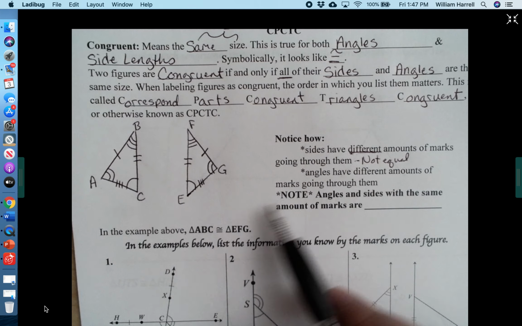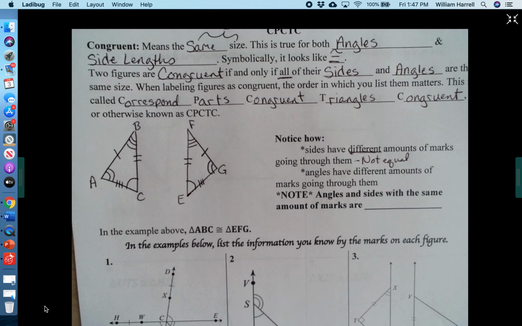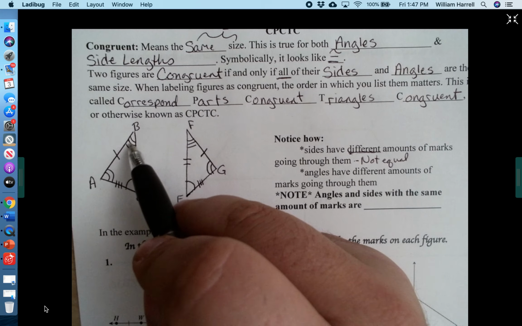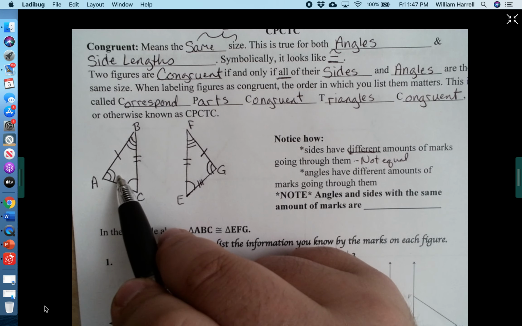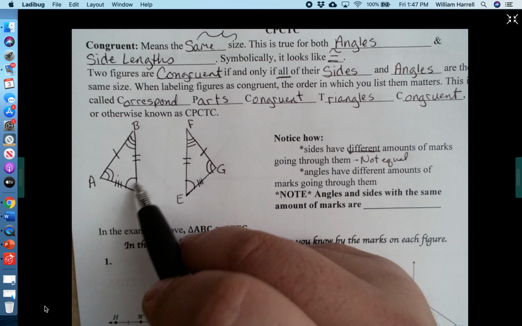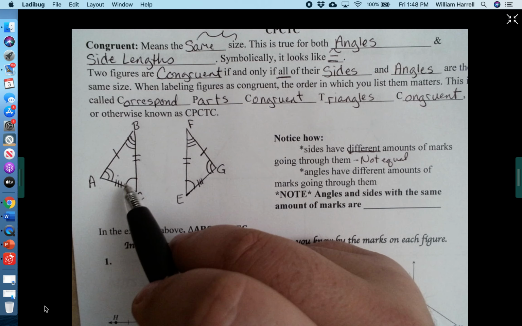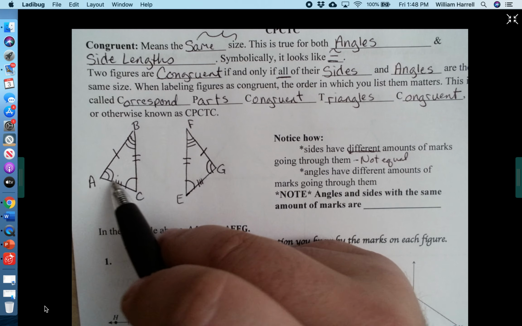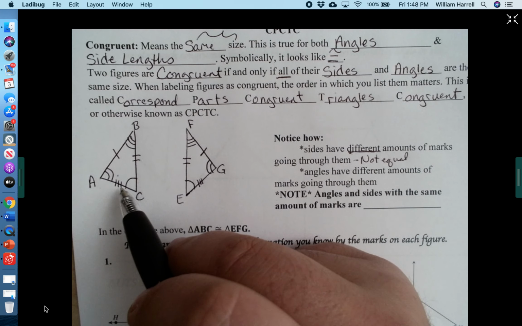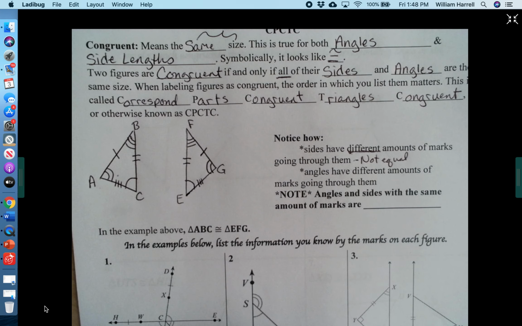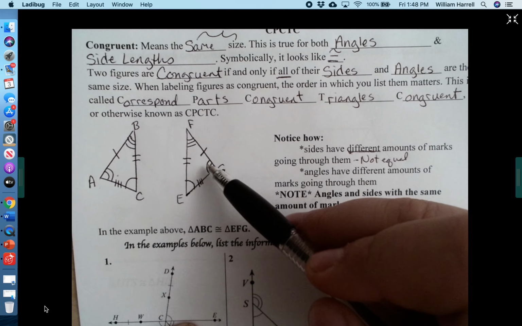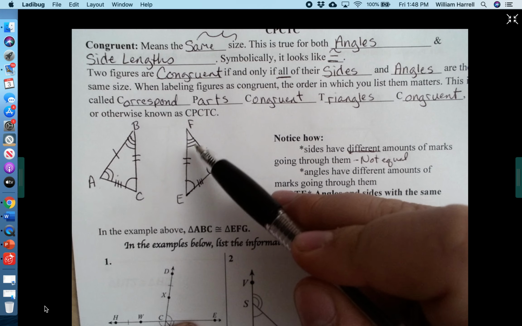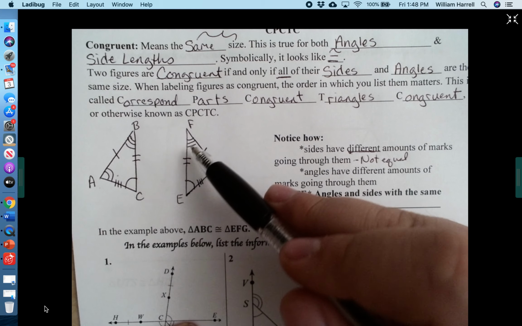Alright. Angles have different amounts of marks going through them. Okay, same deal. Angle B has 3. This one has 2. That means symbolically it's not equivalent. This one has 1. Symbolically not equivalent. This has 3. However, it's a side. Sides and angles aren't going to be the same. However, if I focus in on angles over here, E has only 1, so it's no good. G has 2, so it's no good. F is what I want because it has 3, so it matches.